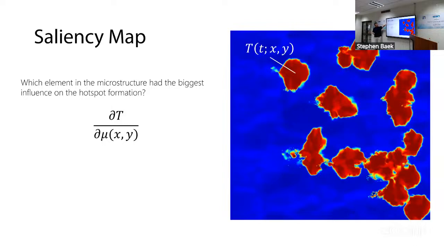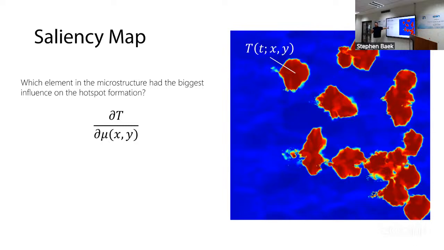So this, by the way, is not our invention. In the computer vision community, there's been an attempt to visualize deep neural networks in terms of what they're doing. So saliency map technique, to oversimplify what saliency map is, it's basically the derivative. We're taking the derivative of the temperature with respect to the microstructure image. So which pixel of the microstructure has the greatest contribution to the change in temperature? Okay, is what this derivative indicates.